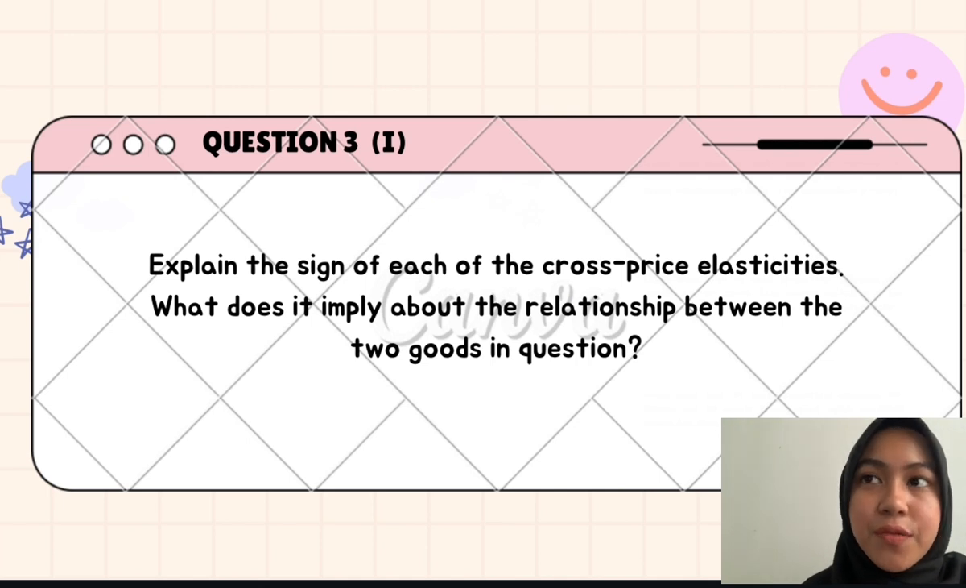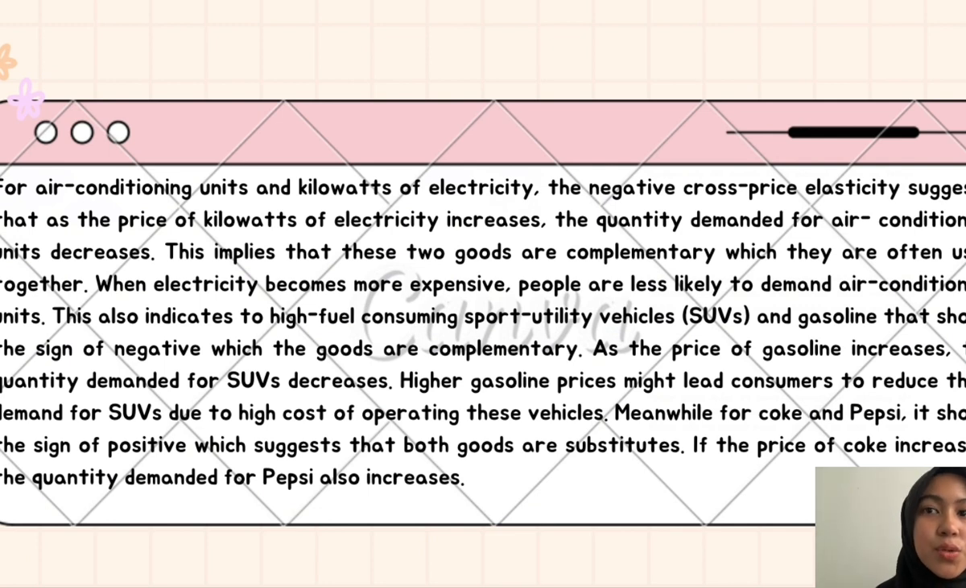For question 3, the first one is: explain the sign of each of the cross price elasticities. What does it imply about the relationship between the two goods in question? The answer is there are 2 degrees of responsiveness in cross elasticity of demand. If both goods are substitutes for each other, the cross price elasticity will be positive. If the goods are complementary, then the cross elasticity will be negative. However, if both goods are not interrelated, the cross elasticity will be 0.